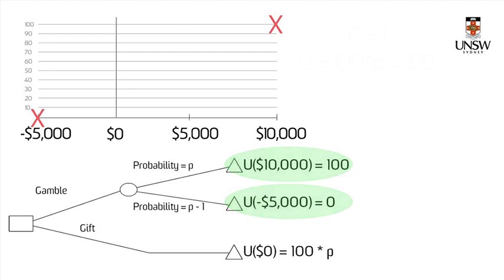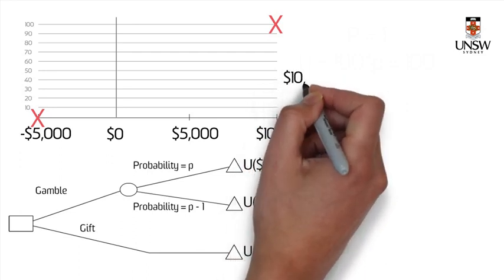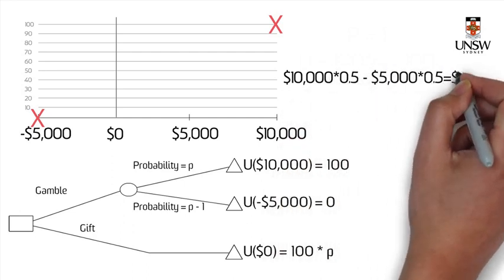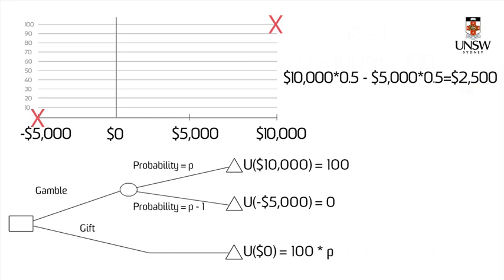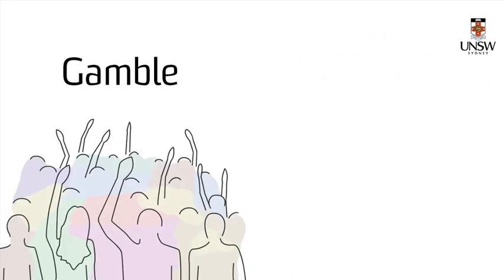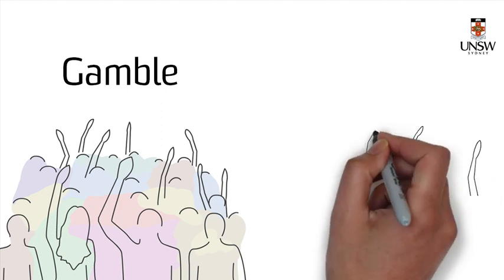So let's have a quick show of hands. Let's say P was a half. I want to see how many people would take the gamble. If P is 1/2, then the EMV of the gamble is half of $10,000, which is $5,000, minus half of $5,000, which is $2,500. So the EMV is $2,500. So if P equals half, then on average the gamble gives you $2,500, right? So who wants to take the gamble? Who wants to take the gift?